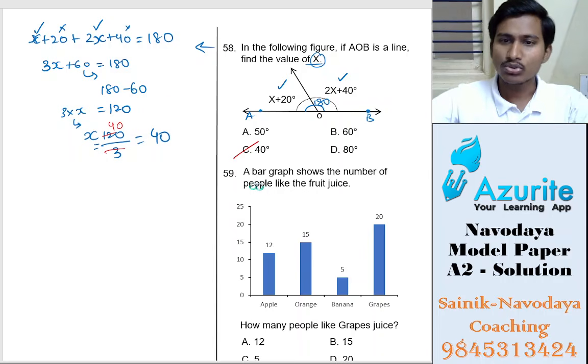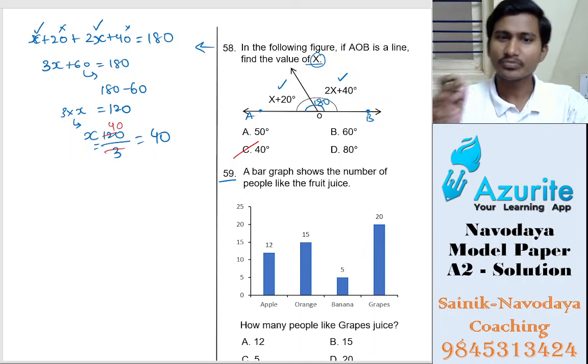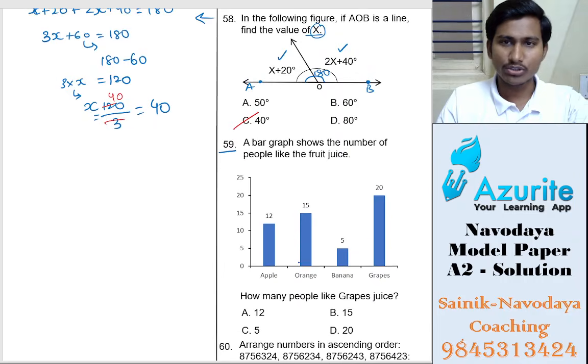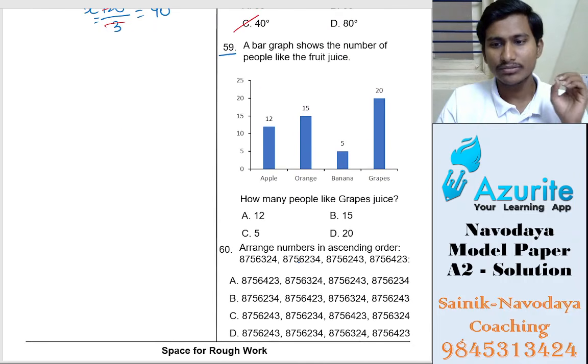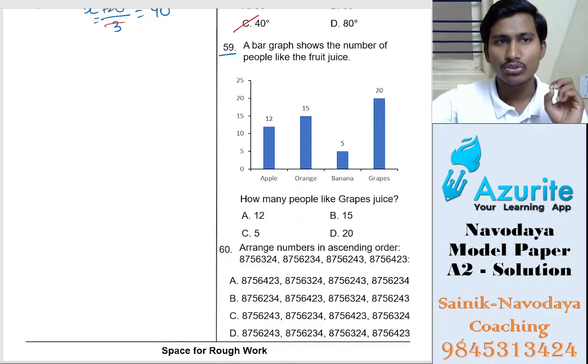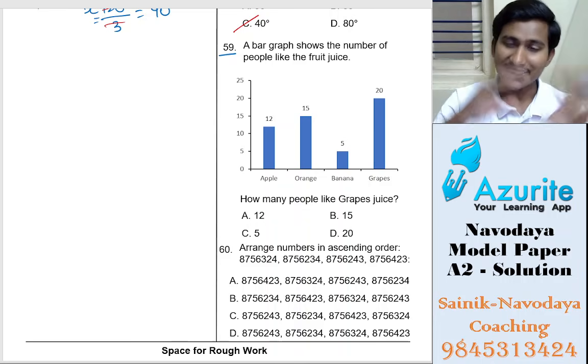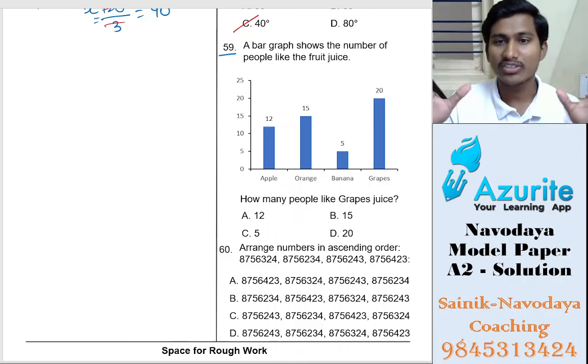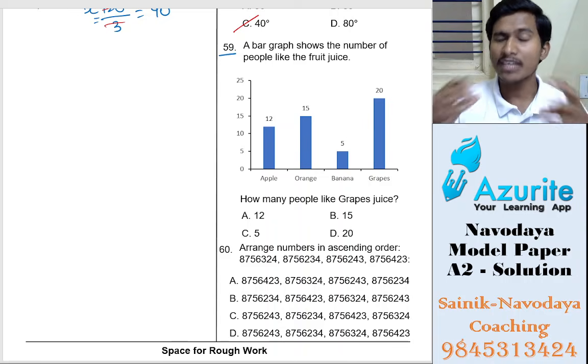Now let's do 59. Yes, so 59 is also a very easy question. Now let's do question 59. Okay, so it is a graph question, very easy, just you have to read and understand, right? What you have to do, always see the types, these types of questions, different types. So see those types and practice them.